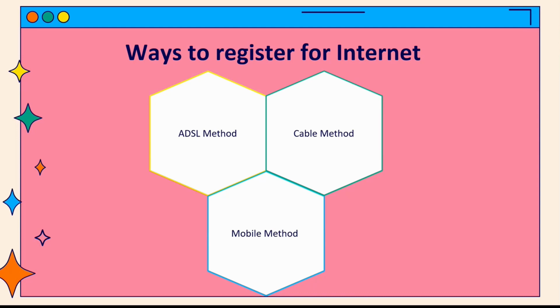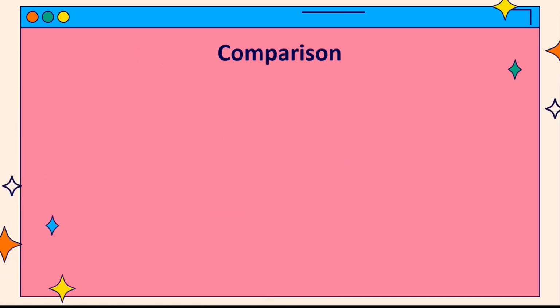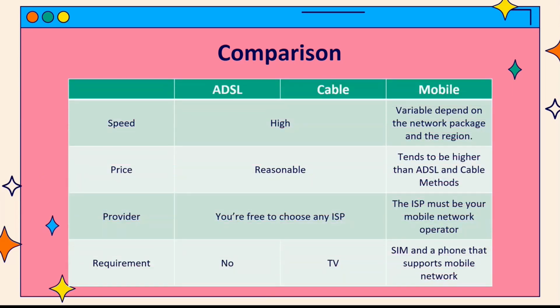And the third, register to use the internet by 3G or 4G. Restricted by the mobile network operator, you can call for their service at any time and choose the appropriate network package at your will. And now we're going to make a comparison between these ways of registering to use the internet.